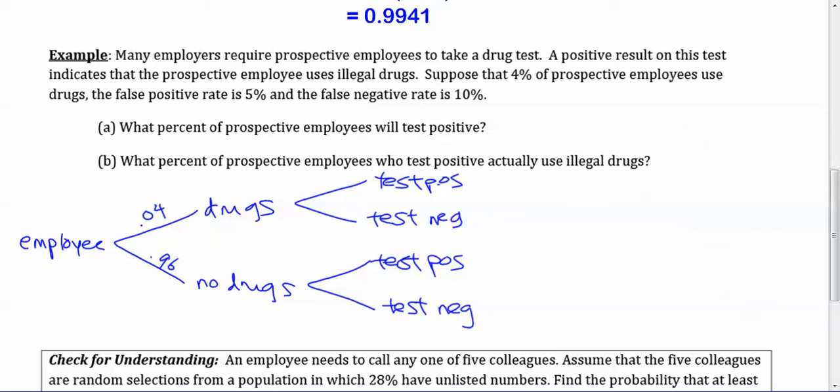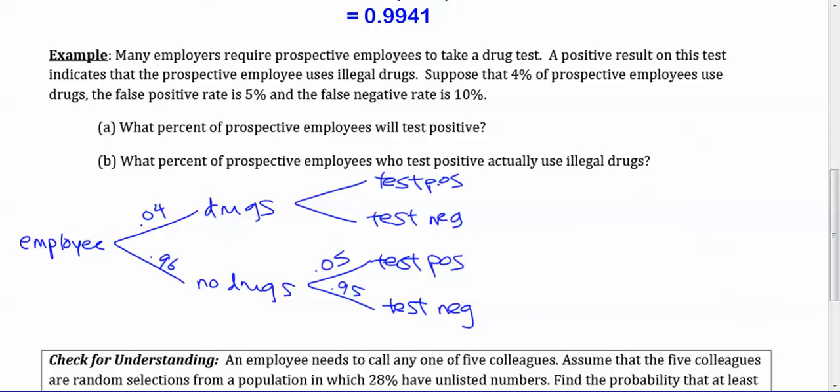Now there are two more numbers that are important to us here. It says the false positive rate is 5%. That means if someone actually is not using illegal drugs, there's still a 5% chance that they are going to test positive. This is a conditional probability because it's assuming that they do not take drugs. What is the probability that they test positive? So the false positive rate is 5%. The true negative result, I guess, is going to be 95%.